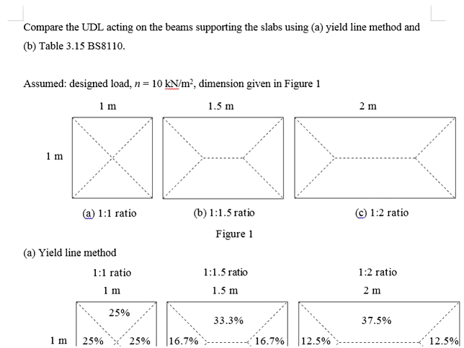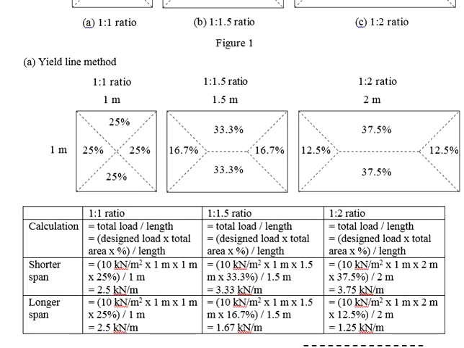It is given that the design load equals 10 kilonewton per meter square, and you are asked to analyze three types of beams. The aspect ratio of the slab will be 1:1, 1:1.5, and 1:2. First, let us talk about the U-line method.